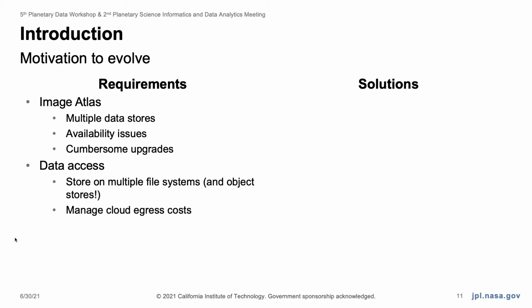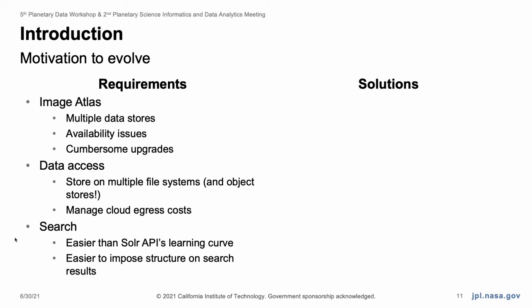For data access, we want to be able to store data on multiple different file systems, including non-traditional file systems like object stores, such as S3. That's a requirement that we have. And also, assuming that we're going to start storing data in places like S3, which charge you for each file you download, we want to make sure that we can mitigate those costs.